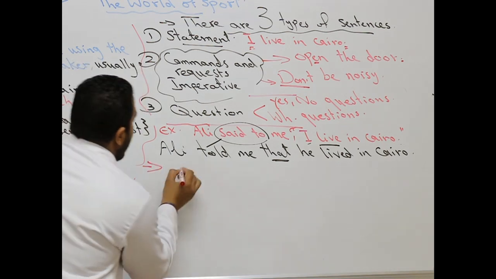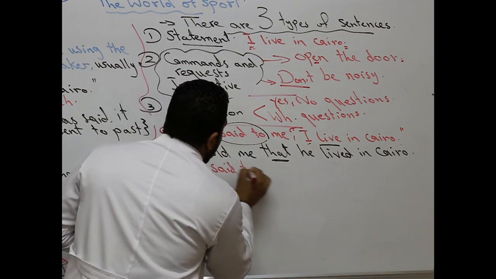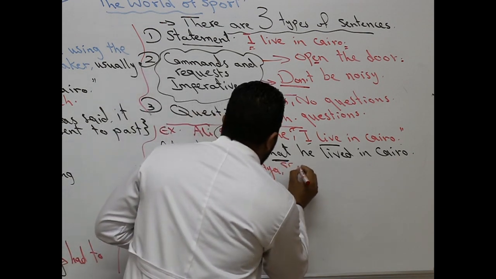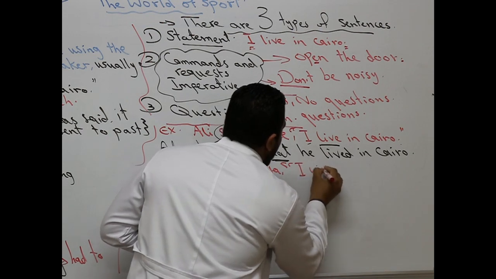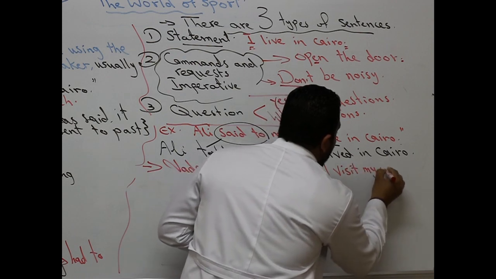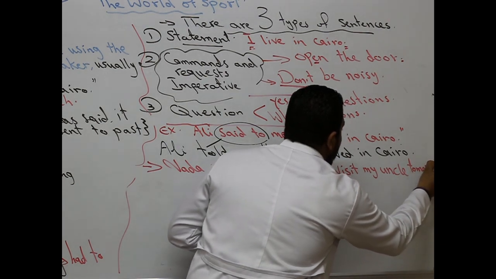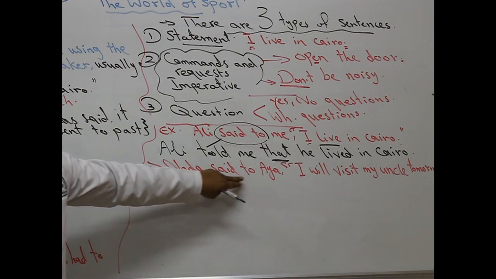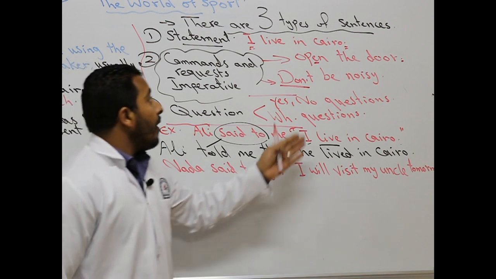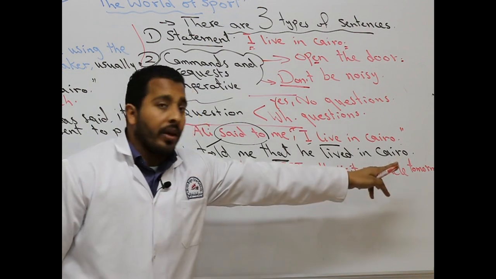Another example, Nada said to Aya, I will visit my uncle tomorrow. Nada said to Aya, I'll visit my uncle tomorrow. First, identify the type of the sentence. I think it's a statement. It starts with the subject, ends with full stop.